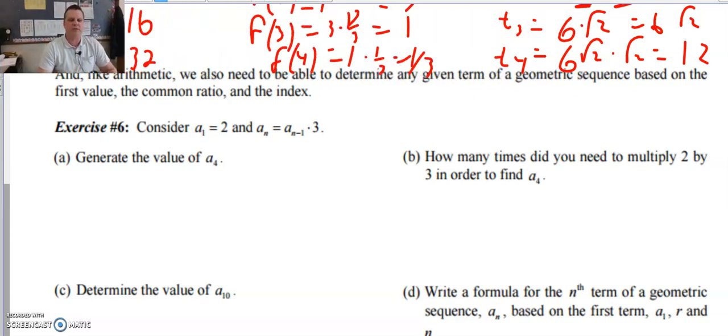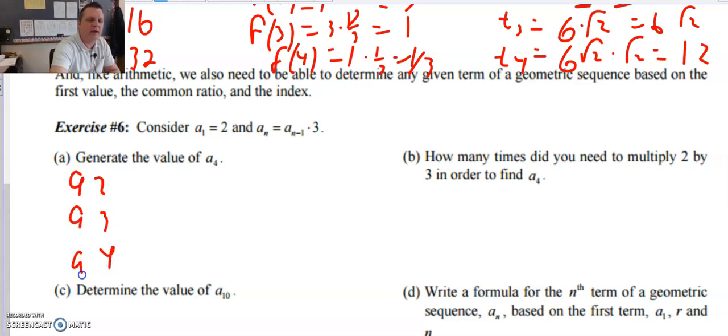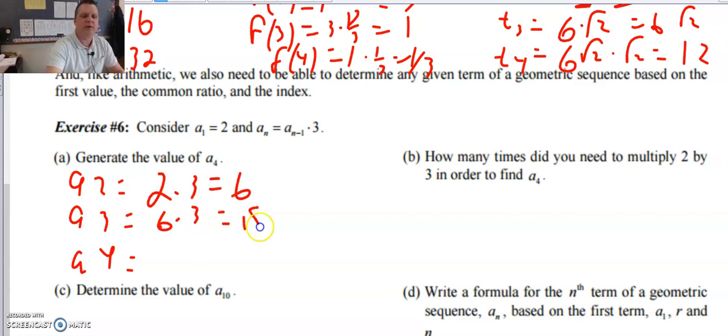So consider A1 is 2, and A sub n equals A sub n minus 1 times 3. Generate the value of A4. So you're going through everything. We have A2, A3, A4, and you're multiplying by 3. So 2 times 3 is 6, 6 times 3 is 18, and 18 times 3 is 54.